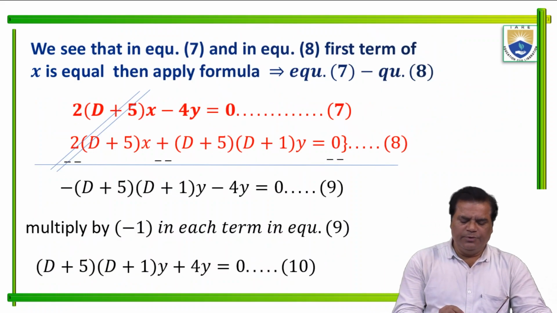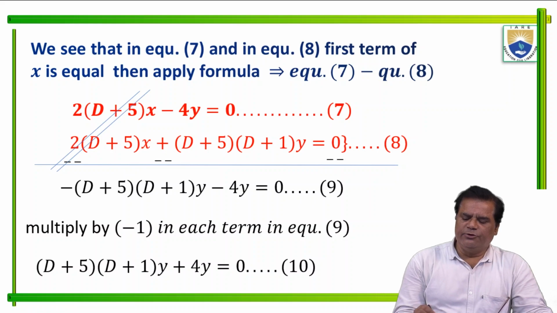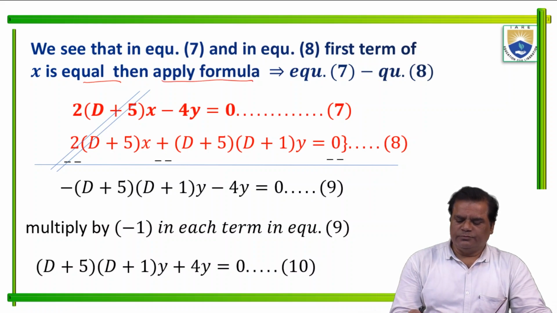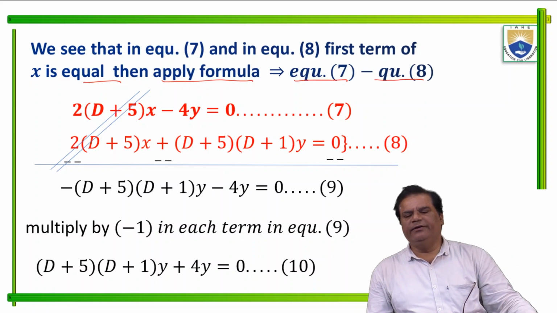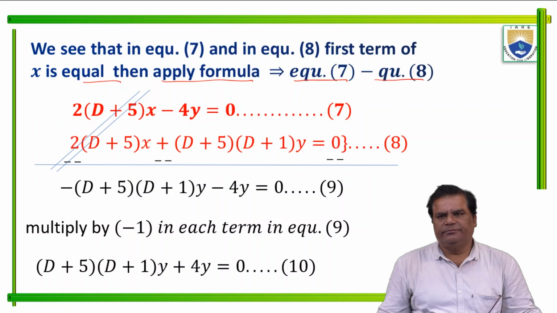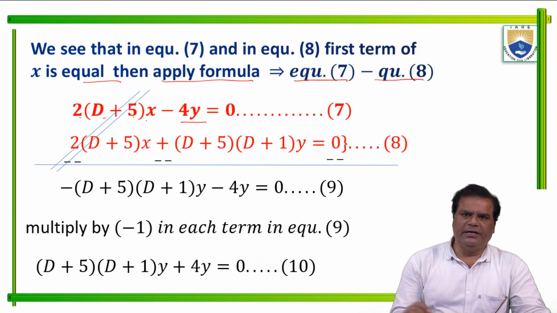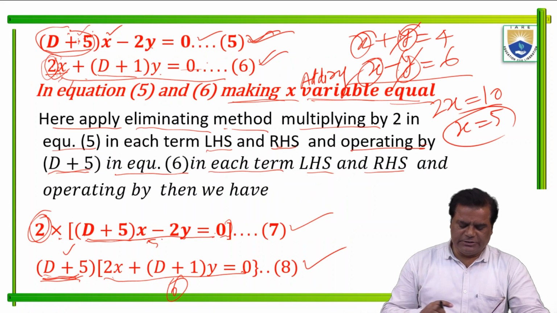Now we see that in equation 7 and equation 8, the first term of x is equal. Then apply the formula: equation 7 minus equation 8. So here, in equation 7, we have (2D+5)x minus 4y. Where do we get the 4? Because we multiplied by 2 in each term of the last equation. This is (2D+5)x, 2 times 2 is 4, equal to 0.